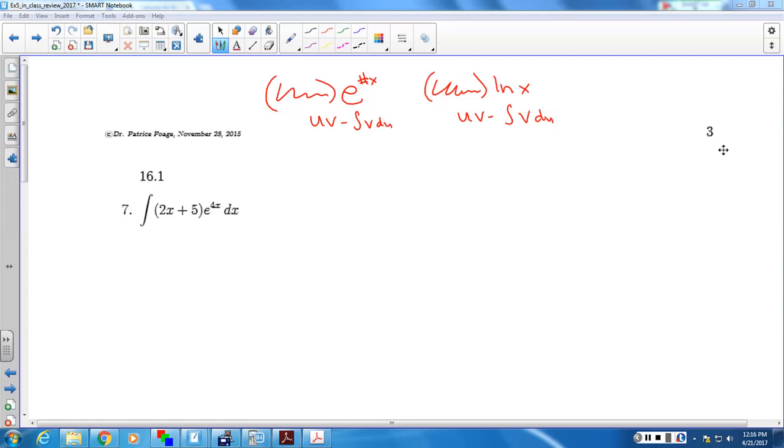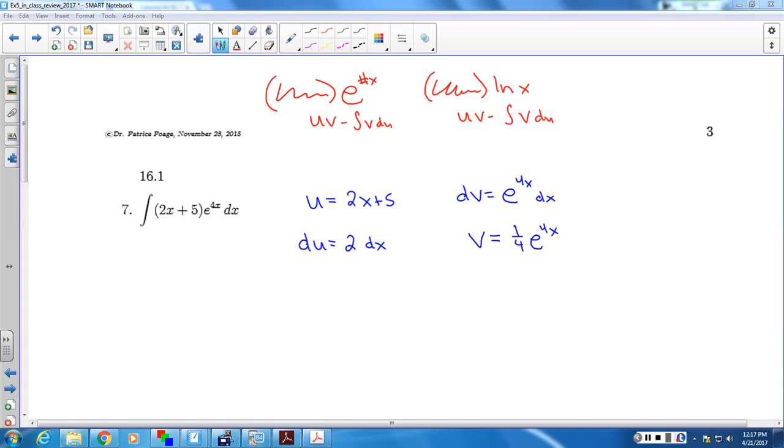Alright, so this is an integration by parts problem. Anytime you have an e, that's going to equal your dv. So I need to choose a u and a dv. My e is going to be the dv, and the dx always goes with that. Everything else in the problem is going to be the u. Then I have to find my du. I'll take the derivative of u and I get 2 dx. And then I have to integrate to find my v. When I integrate e to the 4x, I get 1/4 e to the 4x.